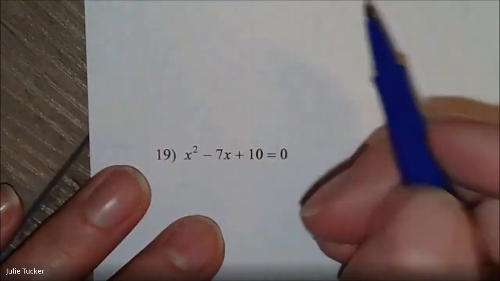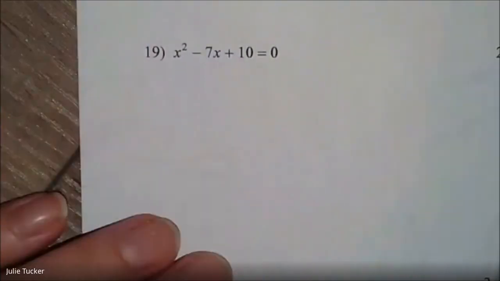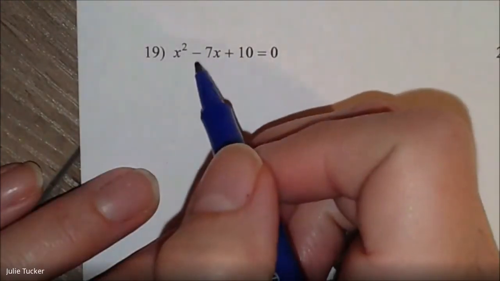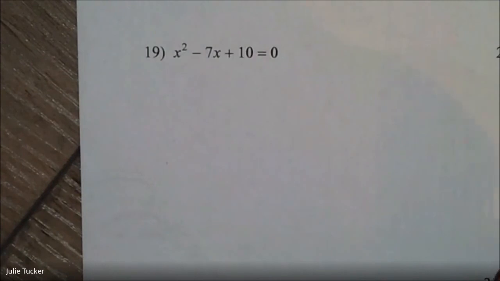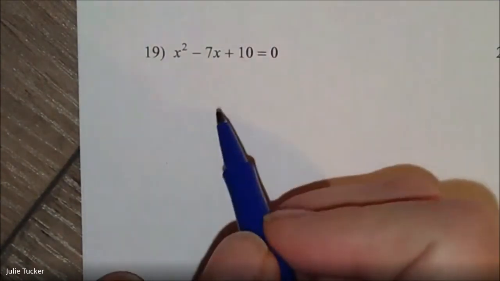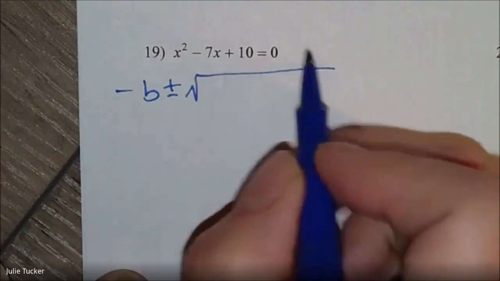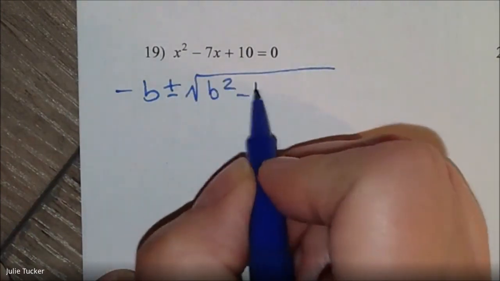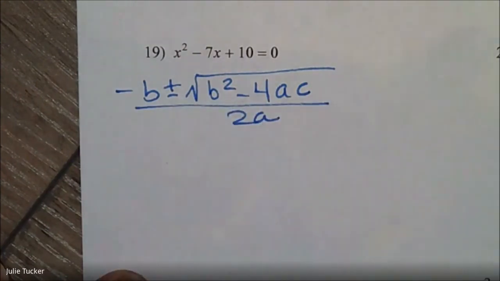So let's do this one right here. So here A is 1, B is -7, and C is 10. So I'm going to write the whole formula for you: negative b plus or minus the square root of b squared minus 4ac all over 2a. So what is the opposite of b?